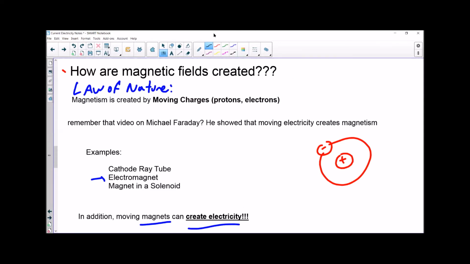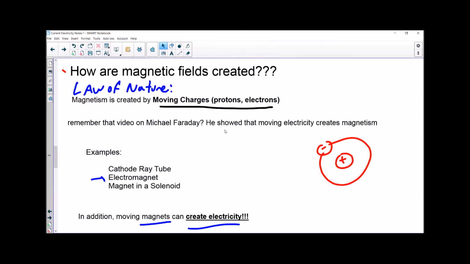Okay. So now we get to probably the big topic of the entire lecture, the reason why we're studying magnetism in the circuitry unit. And that is to answer the question, how are magnetic fields created? It is a law of nature that magnetism is created by moving charges. In other words, things like protons or electrons in motion, that's the key piece, in motion, are what create magnetic fields.